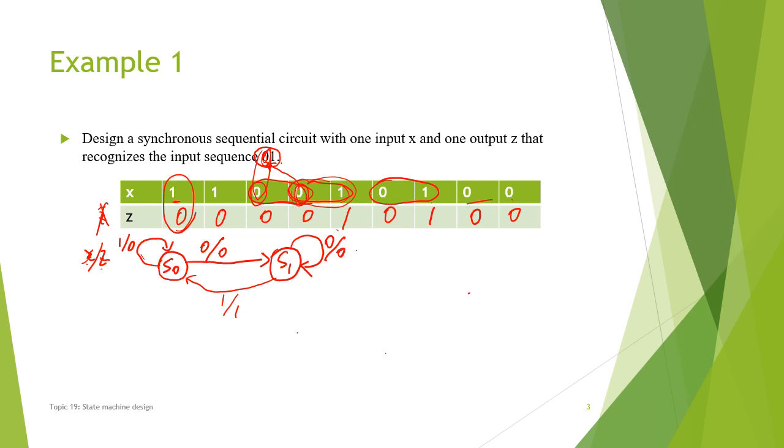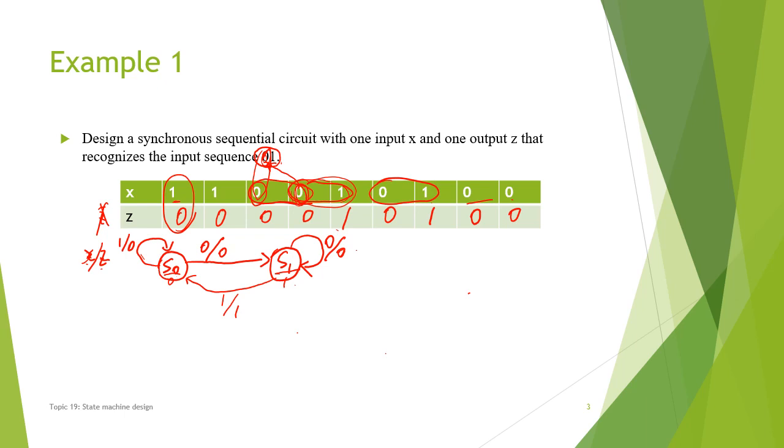So actually you will find we just need these 2 states to make this state machine. Since we have 2 states, we can number them state 0 and state 1. So we actually only need 1 flip-flop here. And now let's try to make the state transition table.